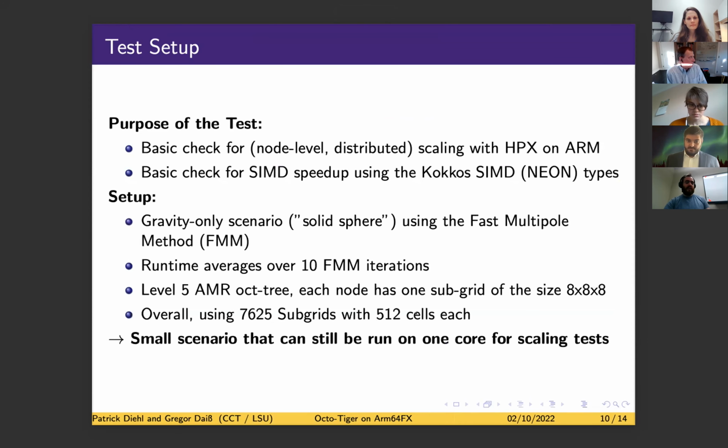So the setup for our test is, well, we want a scenario that runs on one core, but is at least large enough to get distributed to some nodes as well. So we run a gravity-only scenario using the fast multipole method. Since this is the method in Octo-Tiger that usually scales worst, it's also basically a good test for that. It scales worst because we have the tree traversals, one bottom-up tree traversal and one top-down tree traversal. So that usually limits scalability. So we are just using 7,000 subgrids for this test. So it's a rather small scenario, but it will do for this. And we will see the results on the next slide now.